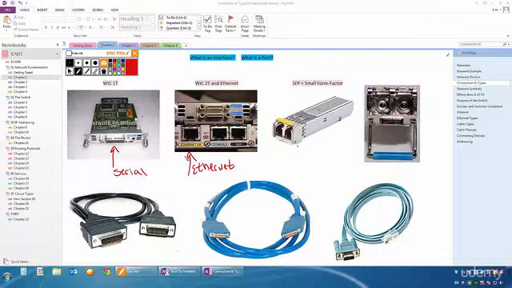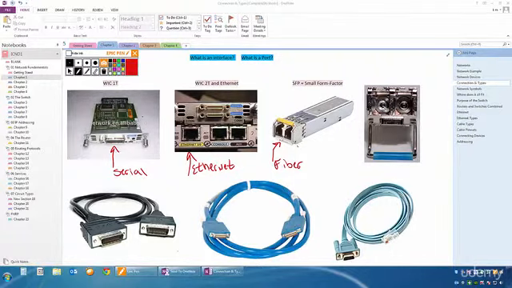Now, in today's world, we have some pretty fast wide area connections. But for your studies, you're going to be learning about serial connections and Ethernet connections. In the book, you're going to be learning about fiber as well. Now, these little devices are called SFPs, which are small form factors. And this is where your fiber cable plugs into here.